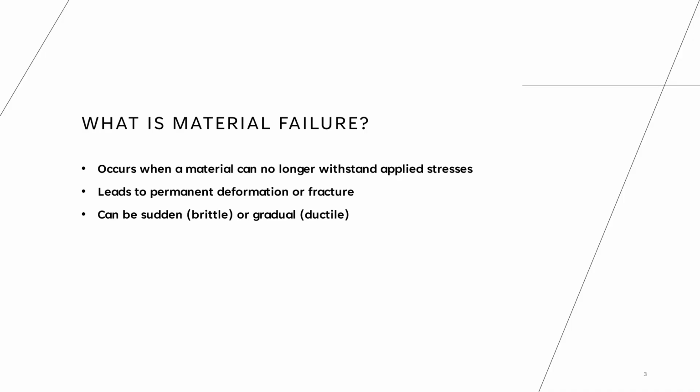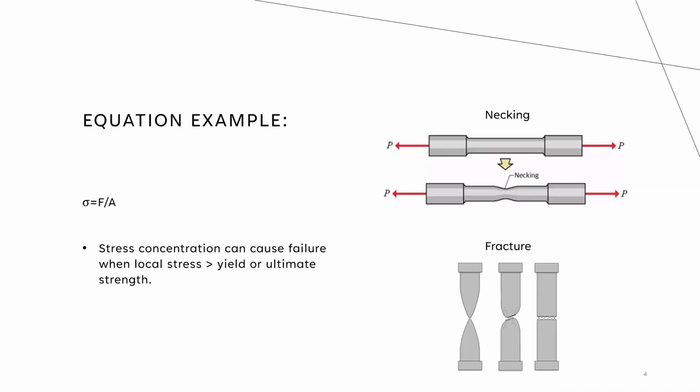So getting started off, what is a material failure? This occurs when a material can no longer withstand the applied stresses on it, and this can lead to permanent deformation or eventual fracture. This can also be sudden for brittle materials or gradual over time for ductile materials.